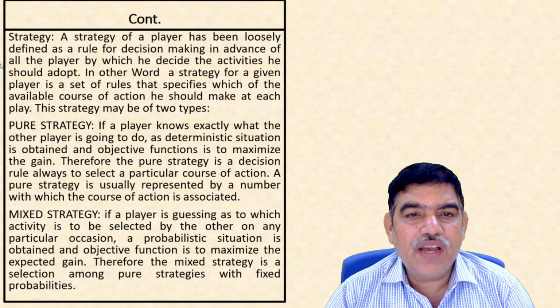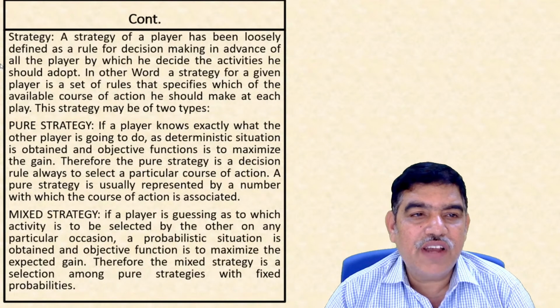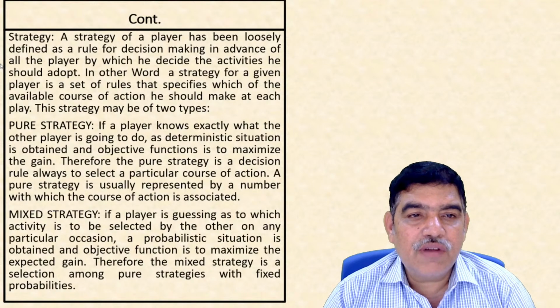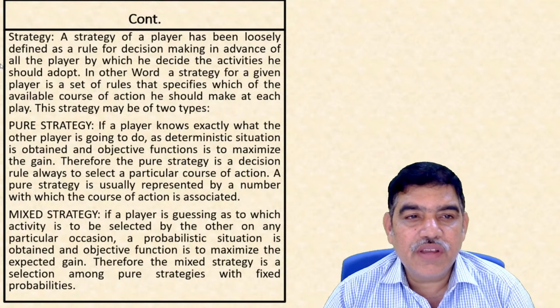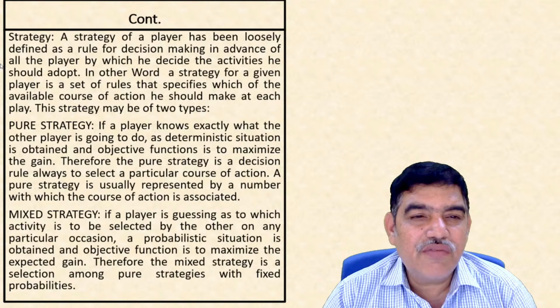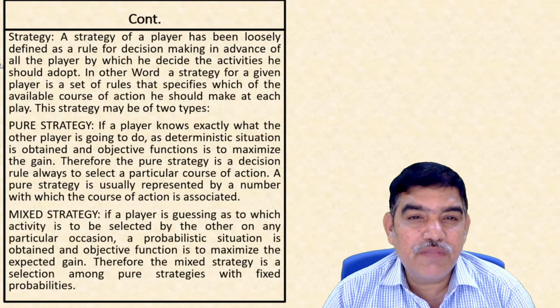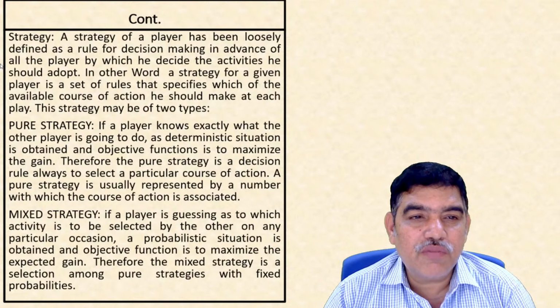A strategy of a player has been loosely defined as a rule for decision making in advance of all the player by which he decides the activities he should adopt. It means you decide what activities or course of action will be taken to win the game, so you have to decide first. In other words, a strategy for a given player is a set of rules that specifies which of the available courses of action he should make at each play.